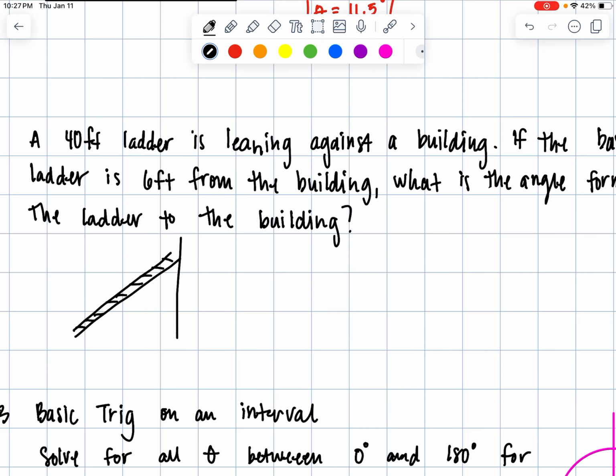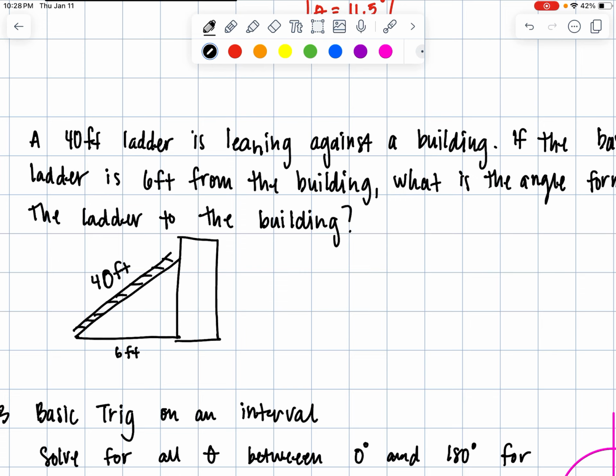We could draw a wall or a building it's leaning up against, and then we could draw the ground that it is leaning against. So we know that this ladder is 40 feet. So we would say the ladder itself is 40 feet. The base of the ladder is 6 feet away.